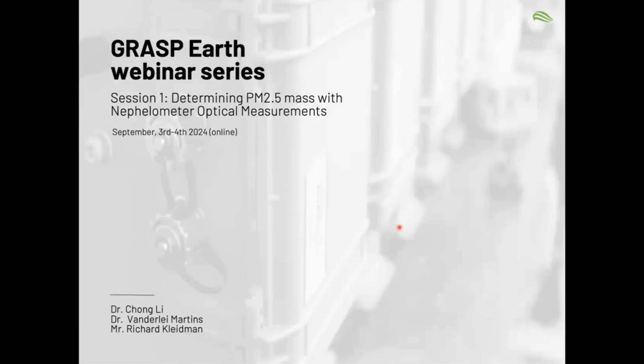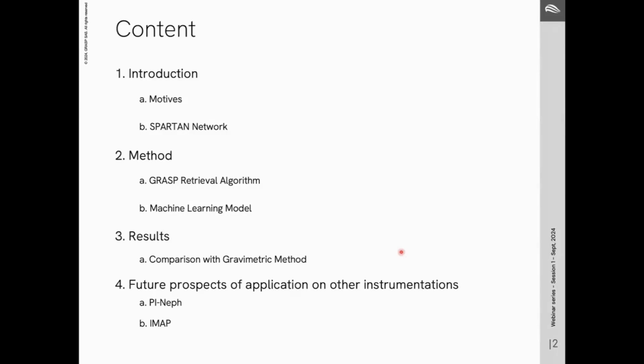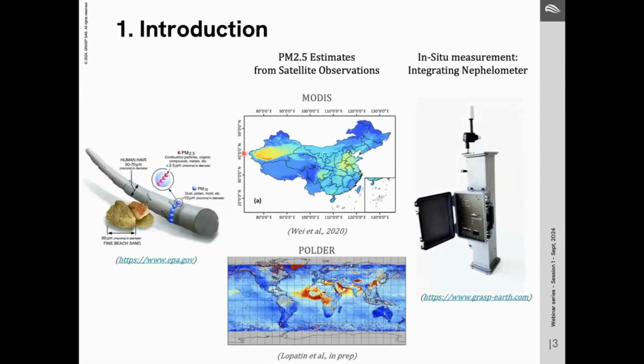Today, I'm going to share our recent work about how to determine the PM2.5 mass concentration using the nephelometer measurements with GRASP retrieval algorithm. This talk will be organized in the following contents, including the background introduction, the introduction of the method that were used in the study, and also the data set that were used, and also the result and future prospects.